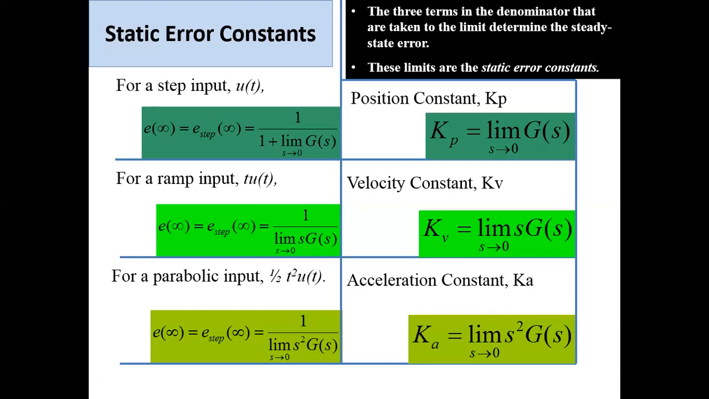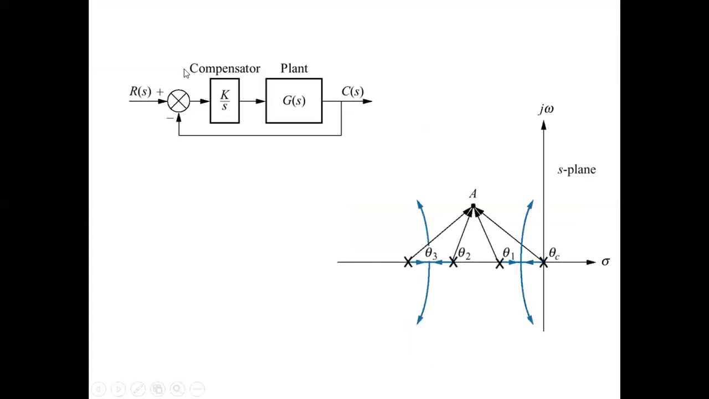We need an integrator. The integrator will reduce the steady state error, but at the same time, we also want no change in the transient response. So how will this be accomplished? We introduce an integrator in the forward path. This is our compensator. Because s is at the origin, there will be a pole at the origin.